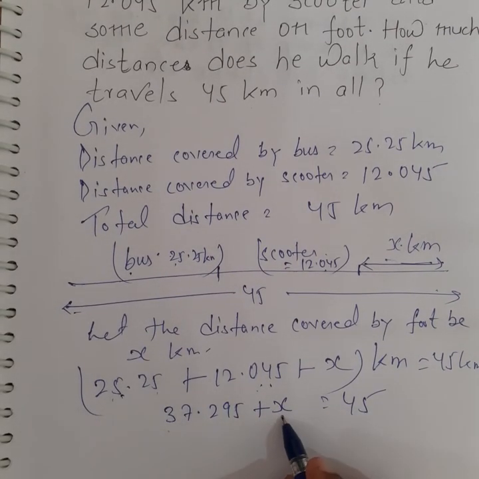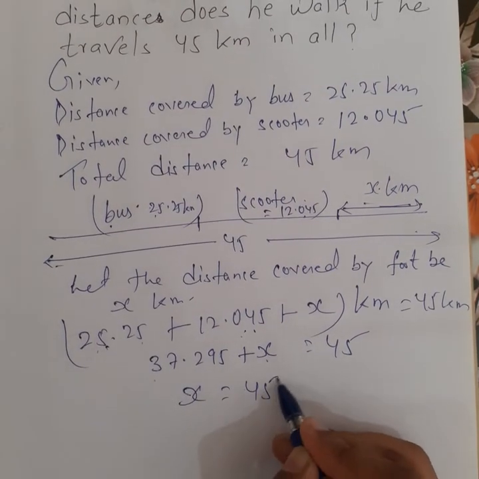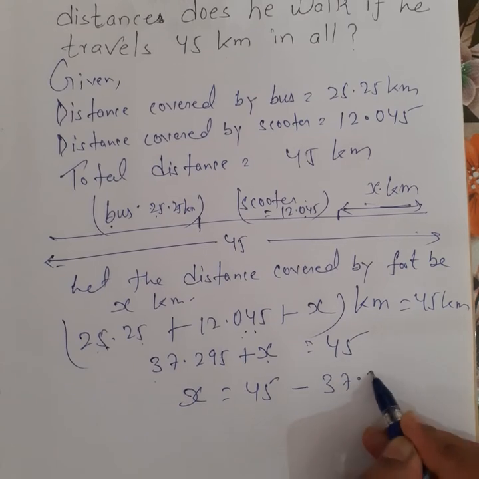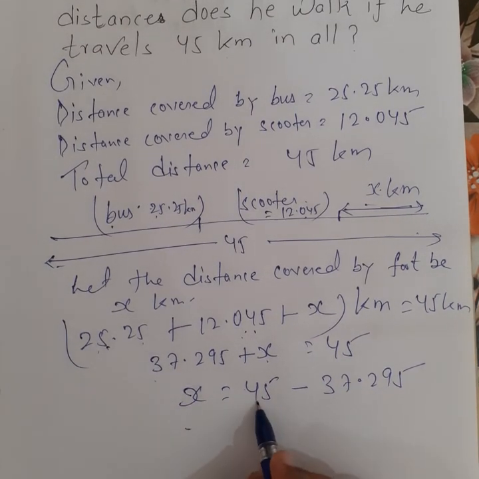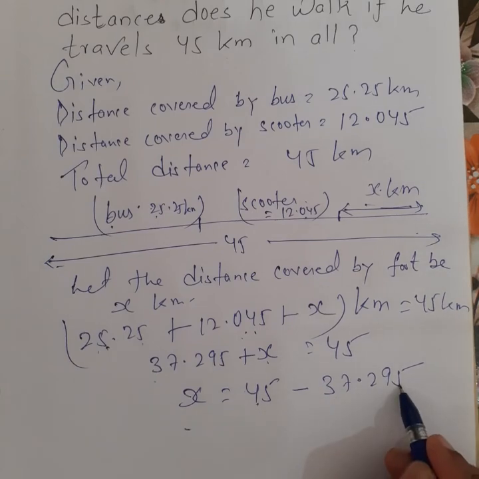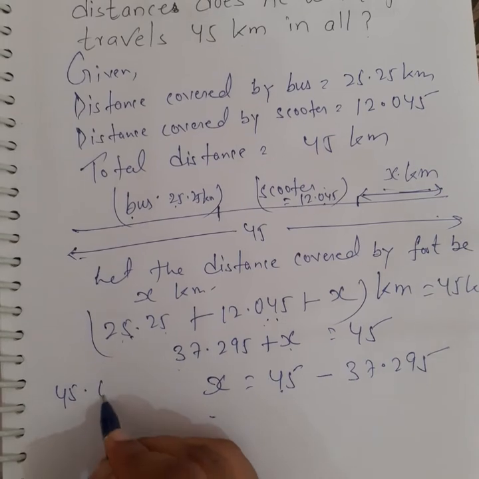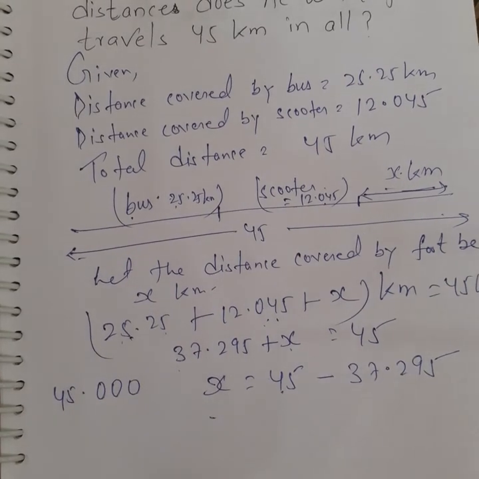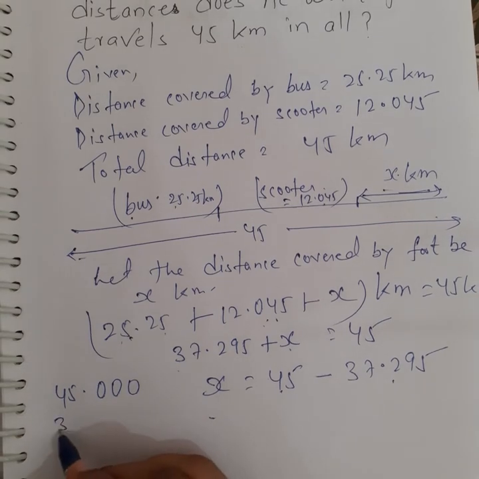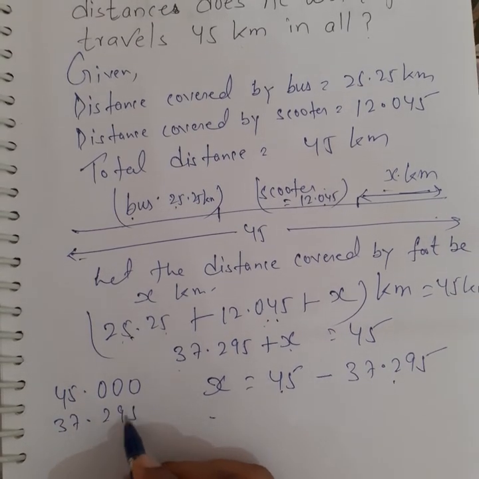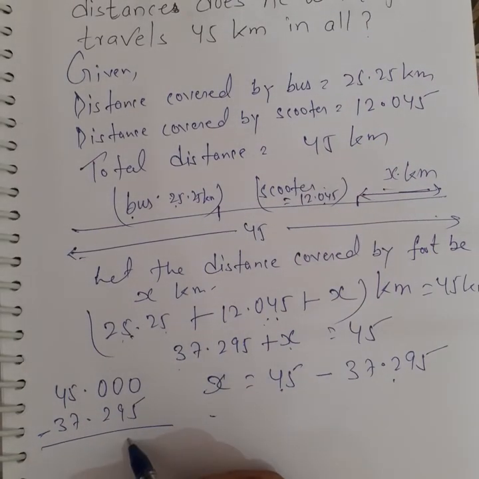Now what we have to do? We have to find the value of x. So x is equal to 45 minus 37.295. Now we have to subtract 45 minus 37.295. How we subtract? We write 45 as 45.000 because this decimal having 3 decimal places, and 37.295. Now you can subtract. By subtracting, what you get?